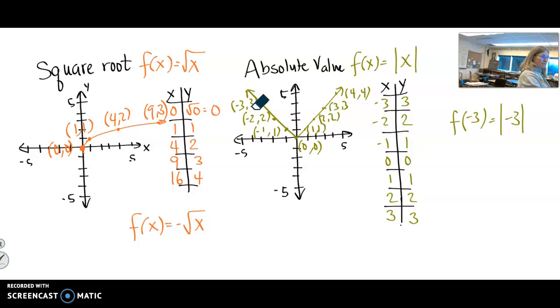All right, so those are the basic parent functions, the ones that we're going to be studying for right now at least. And then in the next video, we'll look at how transformations work.